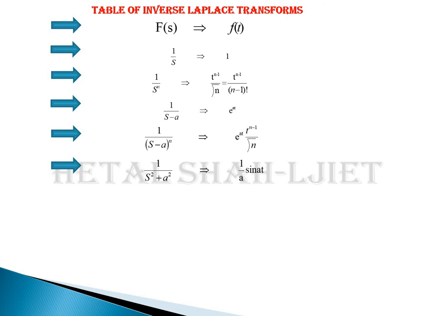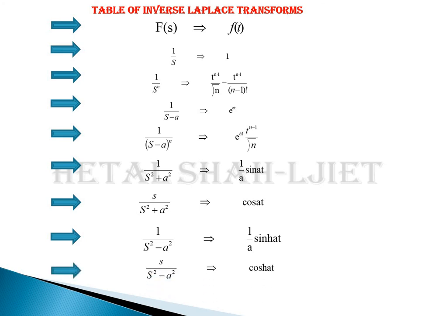Laplace inverse of 1 upon s square plus a square is 1 upon a sin at. Laplace inverse of s upon s square plus a square is cos at. Laplace inverse of 1 upon s square minus a square is 1 upon a sin hyperbolic at. And Laplace inverse of s upon s square minus a square is cos hyperbolic at. This is the most important formula for solving all the remaining methods of inverse Laplace. So please memorize all the formulas.